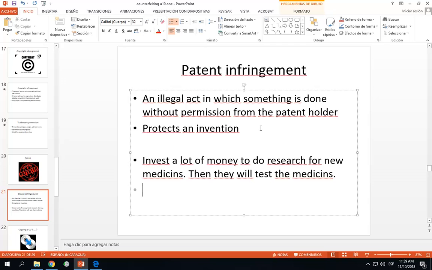And then they will ask for a patent. It costs money. They have to go to a special office and require a patent, and then for like 10 or 20 years, only they are able to sell that medicine. The goal is to protect the investment, because if another company would copy that medicine and sell it at a cheaper price, then it makes no sense doing all that research. Then the incentive of doing research would be lost.